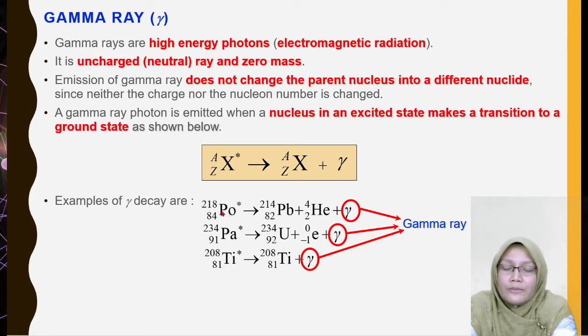Okay, polonium 218 dia ke plumbum 214, helium dan juga dia akan keluarkan gamma ray. Okay, ni pun dia akan keluarkan beta minus, still juga gamma ray. Dan last sekali yang ni dalam excited state, tak berubah A dengan Z pun, tapi dia mengeluarkan gamma ray.